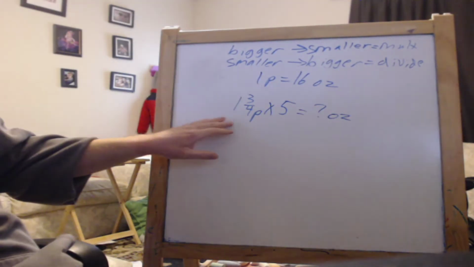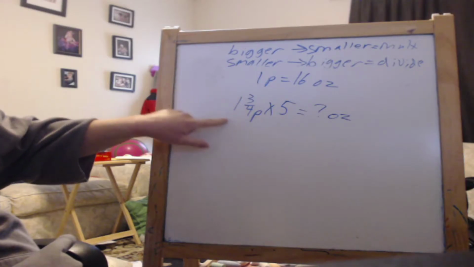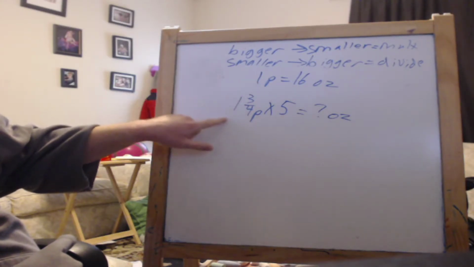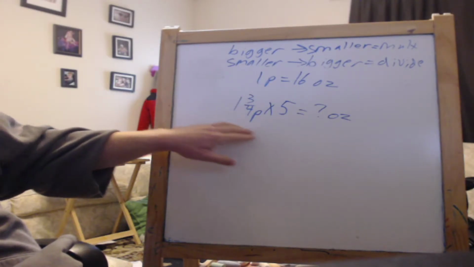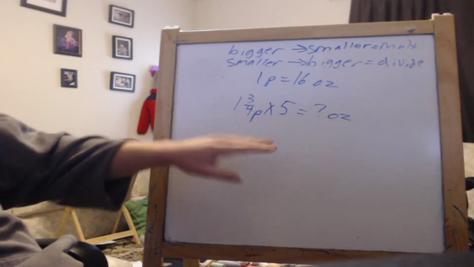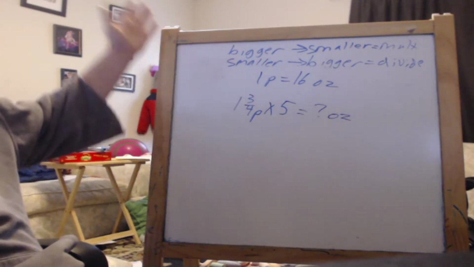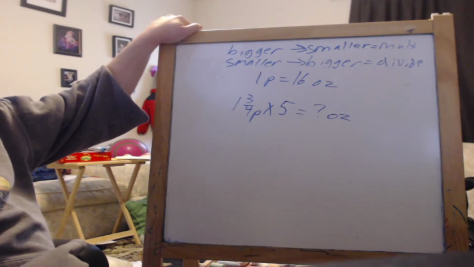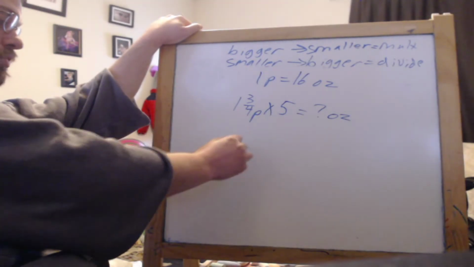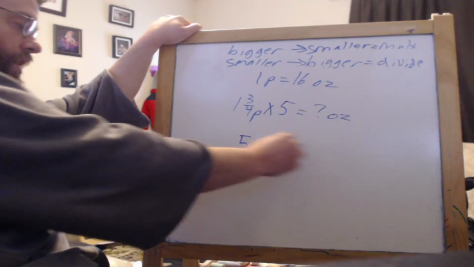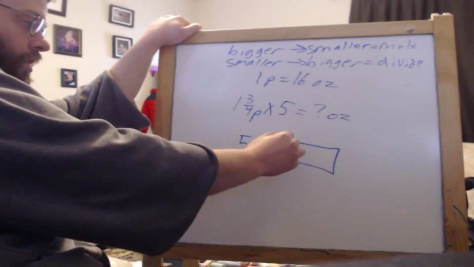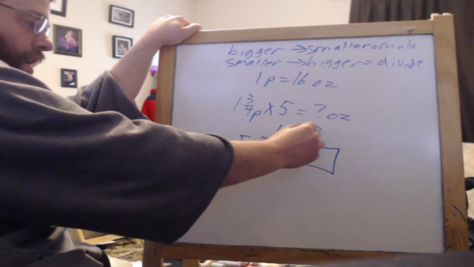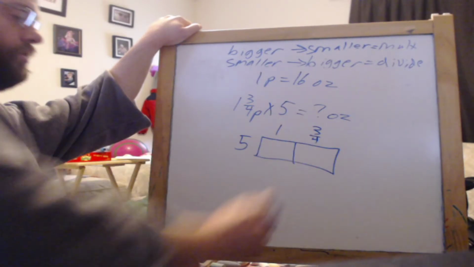There are a couple of ways we can do this. We can either change this into ounces first, or we can calculate this in pounds and then change it into ounces. Why don't we do it both ways to show how you can do it, okay? So let's do 5 times 1 3/4, using the window method.